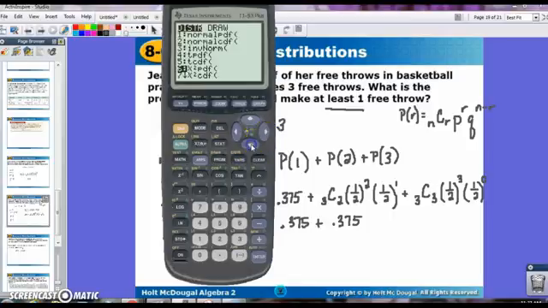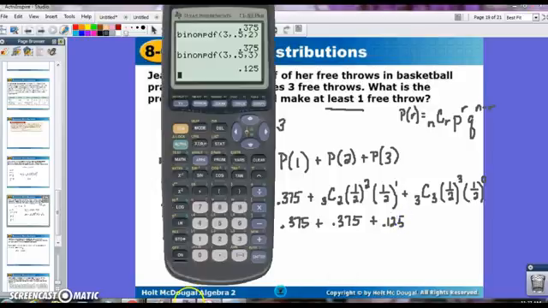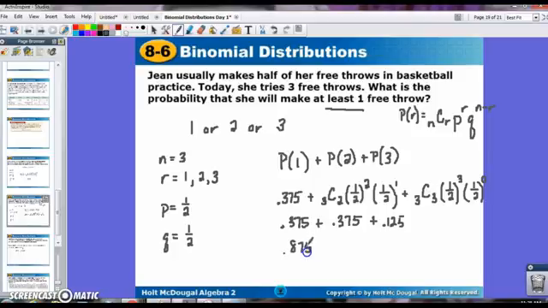Second vars, scroll down, binom PDF. 3 is our n value, 0.5 is our p value, and r is our number of successes, so that's also 3. And that comes out to be plus 0.125. And so if we just add those together, 0.125 plus 0.375 plus 0.375, we end up with 0.875 as our probability of her making at least one free throw. Okay?